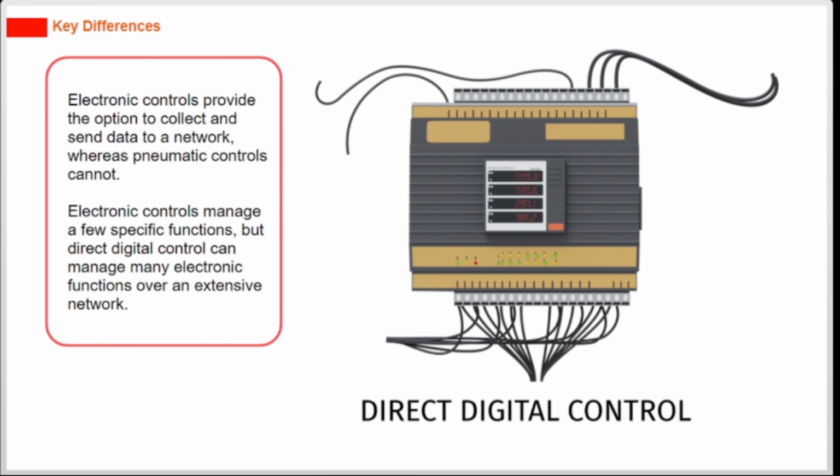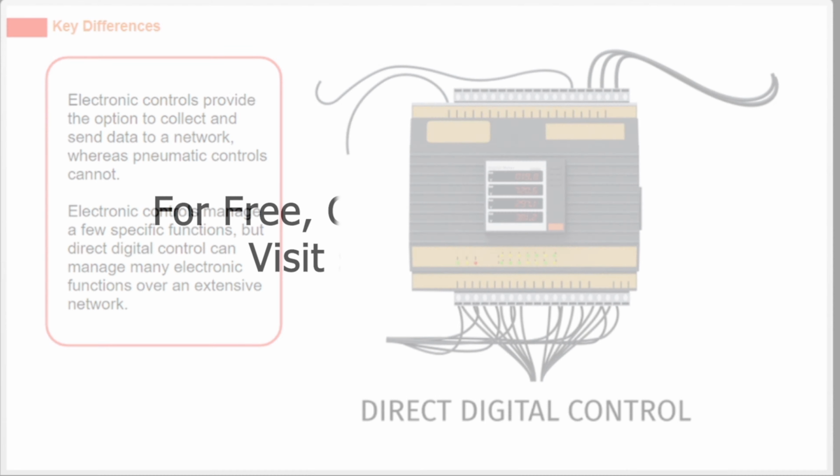Electronic controls provide the option to collect and send data to a network, whereas pneumatic controls cannot. Electronic controls manage a few specific functions, but direct digital control can manage many electronic functions over an extensive network.